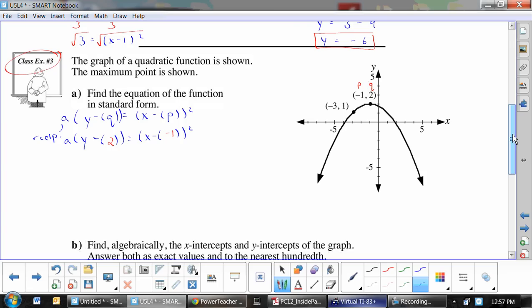Just like that. And so after I sub in the vertex, you do want to simplify it a little bit. So go a, y minus 2 is equal to x plus 1 squared. And then we have our other point. So we know that our negative 3 and 1 can be substituted in for x and y. So we'll go 1, 3. Okay. And then we can continue to simplify it.